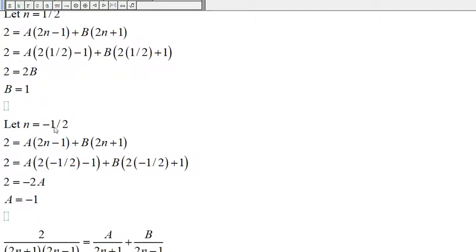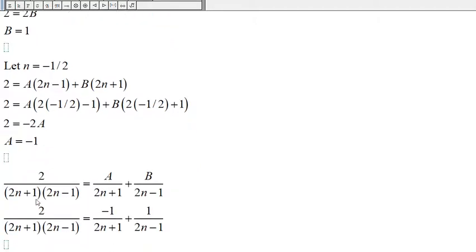So we let n be negative 1/2. 2 times negative 1/2 is negative 1. Negative 1 plus 1 is 0, so we get 0b. 2 times negative 1/2 is negative 1, minus 1 is negative 2, so we get negative 2a. And then dividing both sides by negative 2, we get a to be negative 1. And so a will be negative 1, b will be 1.